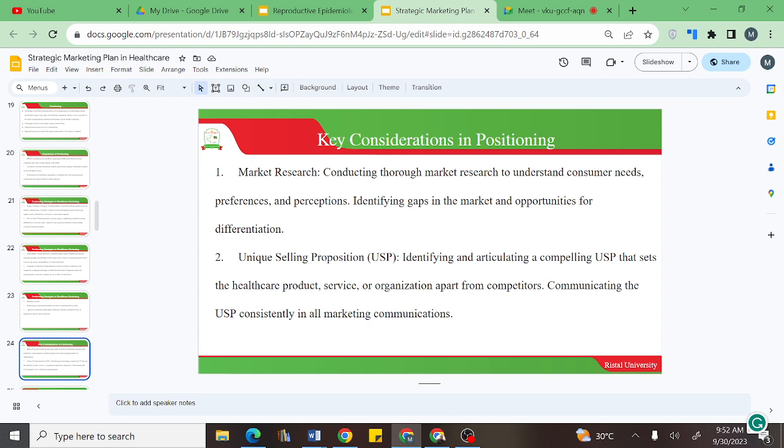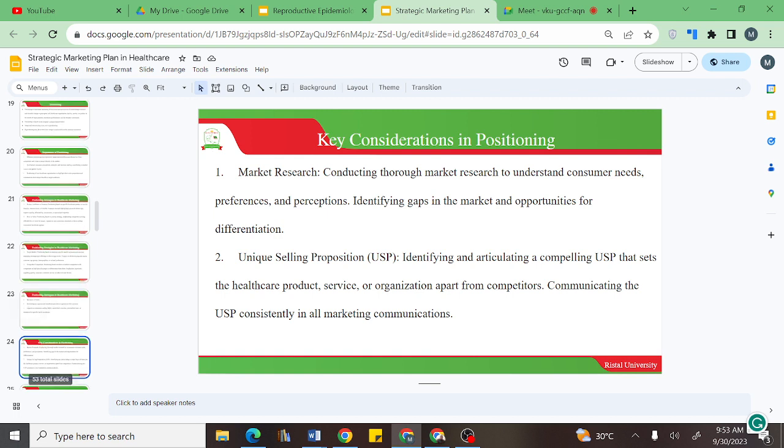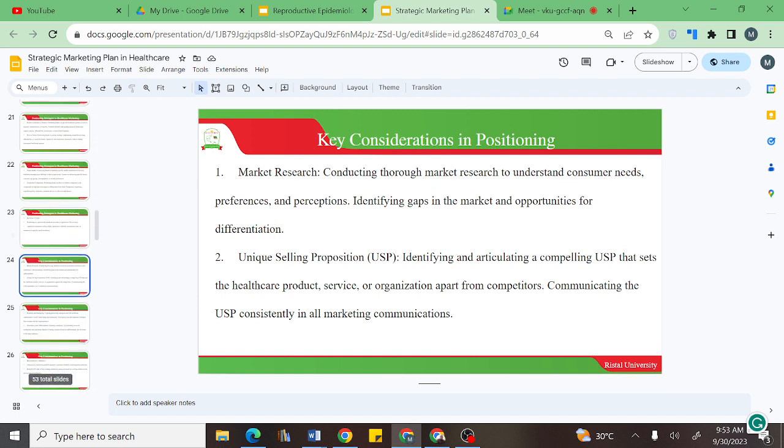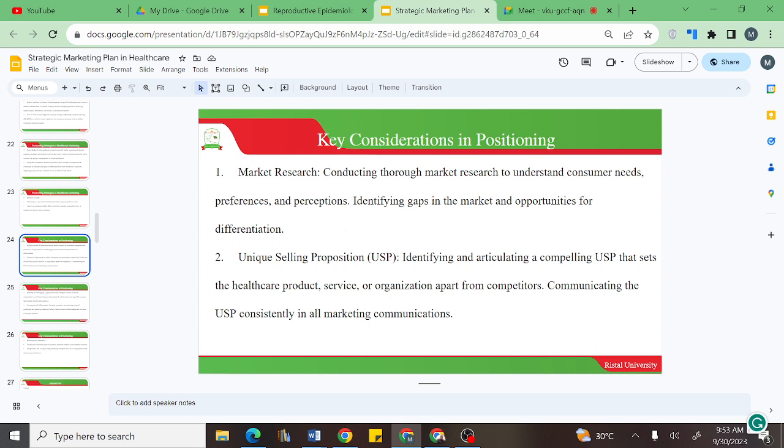And then two, you need to look at what we call the unique selling proposition. What is that unique and compelling service or product that sets you apart from others? What is that unique thing that your hospital has in comparison to others? That is what we call the unique selling proposition.